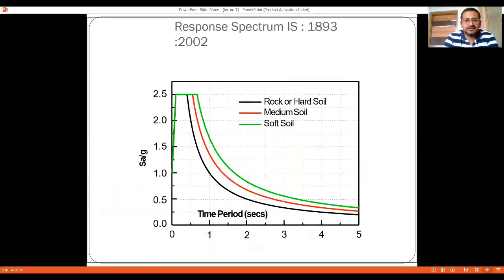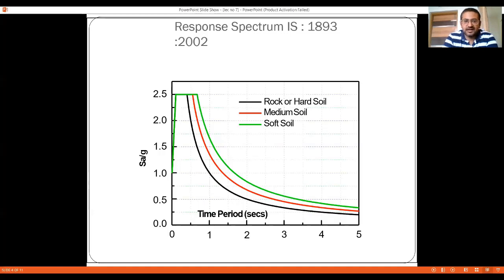So this is a snapshot of the graph taken from the IS 1893 code, where you can see that on the x-axis you have the time period, and on the y-axis you have the spectral acceleration values given by SA by G. Similar graphs can be produced for time period versus velocity, and time period versus displacement also.